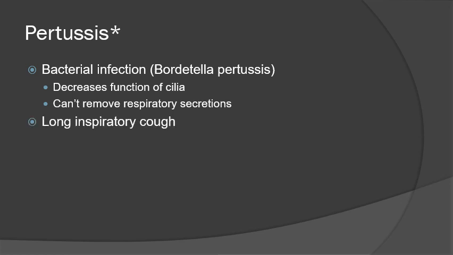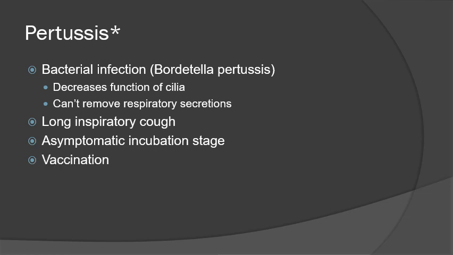The common thing you see with this is the long inspiratory cough, hence why they call it whooping cough. It can be asymptomatic during the incubation stage. Vaccinations, for the most part, have limited the prevalence of this, but it's also important to note that this is usually going to affect young people much more significantly. Older children and adults typically get a much less severe clinical presentation, but they can pass it on to younger individuals, and those younger individuals can have a lot of complications with this.